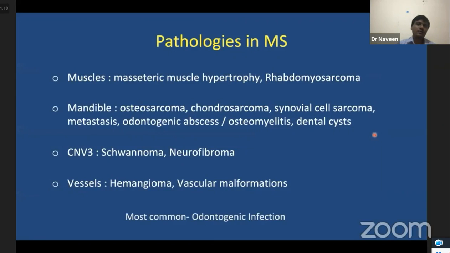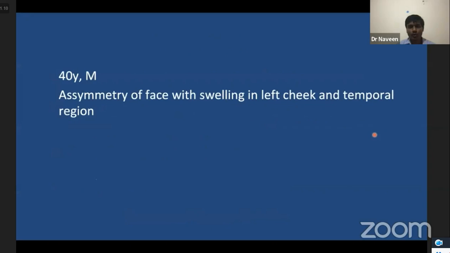The pathologies in the masseter muscle can give rise to masseter muscle hypertrophy or rhabdomyosarcoma. The mandible can give rise to various tumors of the bone and inflammatory pathologies of the bone, which are the most common, like the odontogenic abscess and osteomyelitis, and various dentigerous cysts arising from the mandible. The mandibular division can give rise to schwannoma and neurofibroma, and vascular pathologies like hemangioma and vascular malformation can be seen. But the most common pathology is the odontogenic infections.